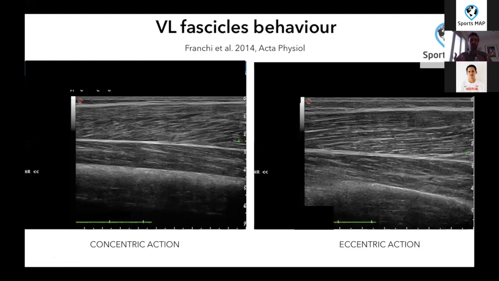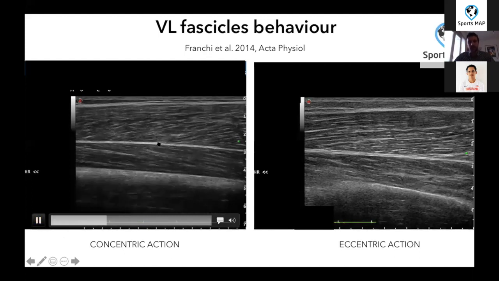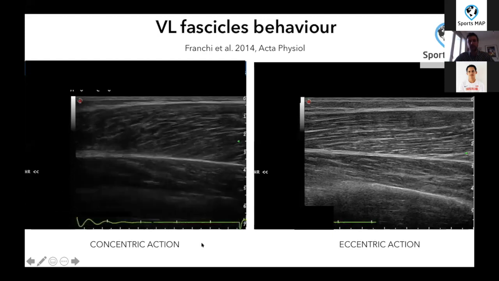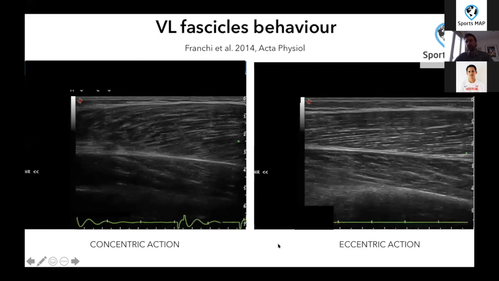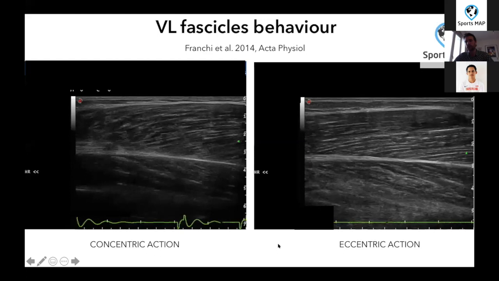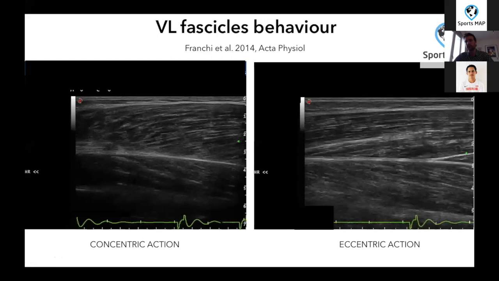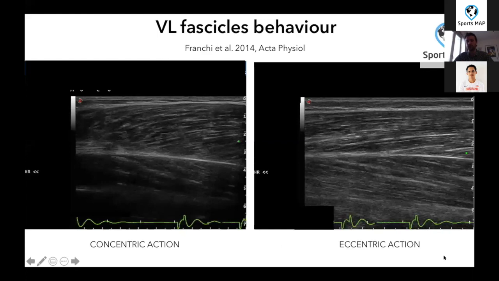We could isolate the two phases by taking back the chair in the eccentric action and letting the load be lowered. This is the fascicle behavior of the vastus lateralis. What you see here is that when a muscle contracts, the pennation angle increases and there's a shortening of the fascicle. Whereas during an eccentric action, the contraction occurs, the pennation angle stays a little bit the same, and then we have some sort of increase in fascicle length during exercise.